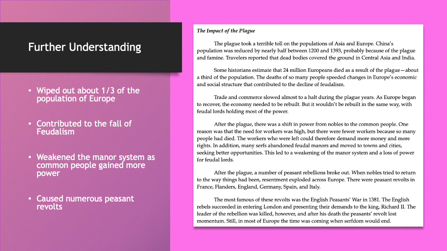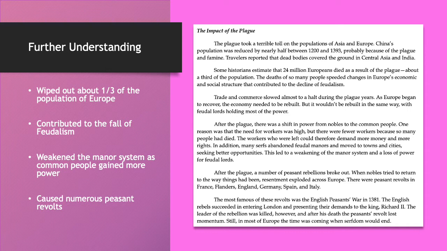So we only have 2 documents today, but we do have some further reading to make sure you really understand the global impact of the plague. So the plague took a terrible toll on the populations of Asia and Europe. China's population was reduced by nearly half between 1200 and 1393, probably because of the plague and famine. Travelers reported that dead bodies covered the ground of Central Asia and India. Some historians estimate that 24 million Europeans died as a result of the plague, about a third of the population.